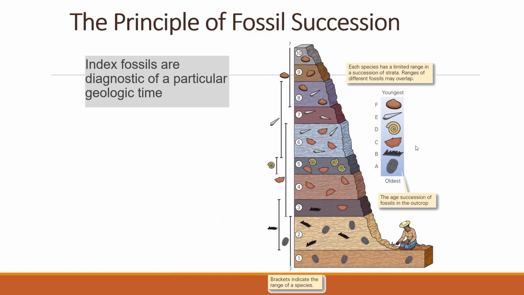Index fossils, again, are diagnostic of a particular geologic time. The species will have a limited range in a succession of strata, and the ranges of those different fossils may overlap, and we can actually see how the fossils change with time. The fossil range describes the first and last appearance of a species. Each fossil has a unique range, and these can overlap.